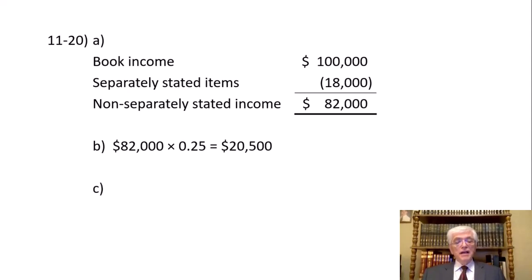Letter C. What is James Billings' share of tax-exempt interest income, if any? Is the income taxable to him this year? Well, it's $3,000 as tax-exempt income. His 25% share is $750, and it's tax-exempt income. It retains that character when you pass it through to the shareholder, so it is not taxable.